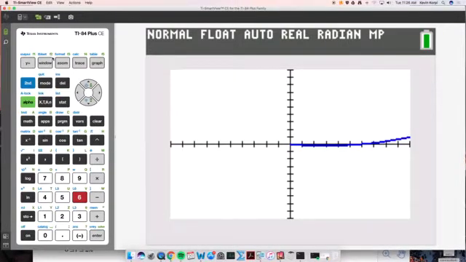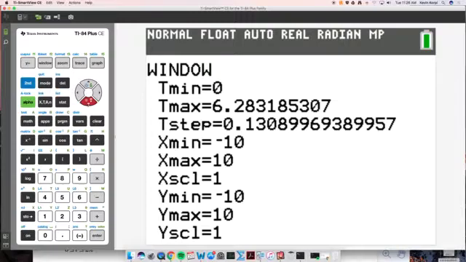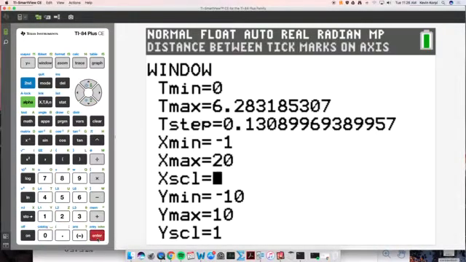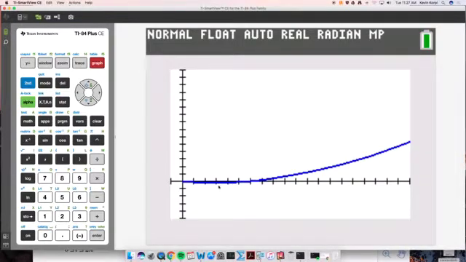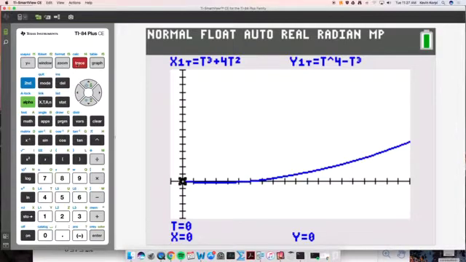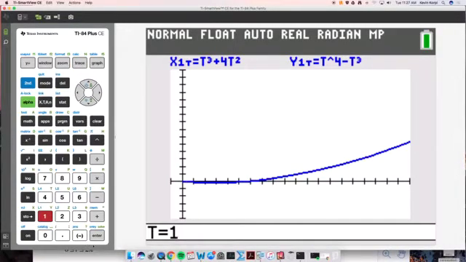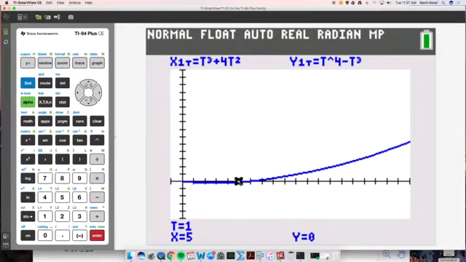All right, so let me adjust my window now. How about -1 to 20? That looks good. And then I don't need to go that far down. How about -5 to 15? Okay, so there you go. And we were at t equals 1. So if you hit the trace button, you could type in a 1, and you can see that it's right there. So that is where we're talking about. And so if you notice, the graph is pretty flat there.